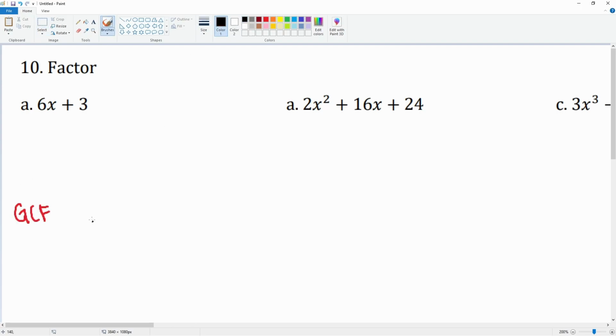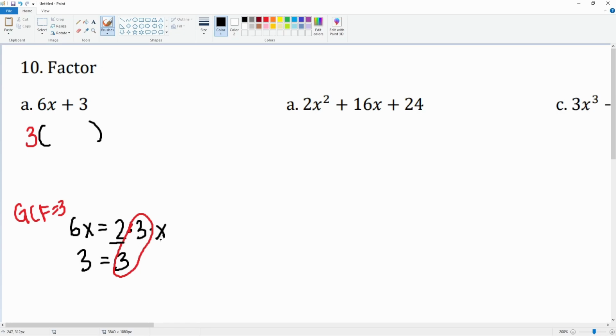So the 6x can be broken down into just 2 times 3 times x. Then the 3 can just be broken down into a 3. Notice that the 3 is what they have in common, so the GCF is 3. So the GCF here is 3, parentheses, what is left? What is left from the 6x is a 2x. Bring down the plus. And what is left from that 3 is just a 1. So in factored form, it would just be 3, parentheses, 2x plus 1.